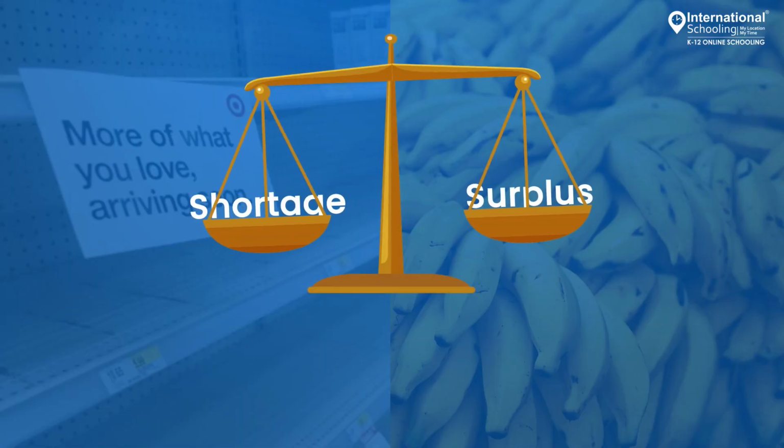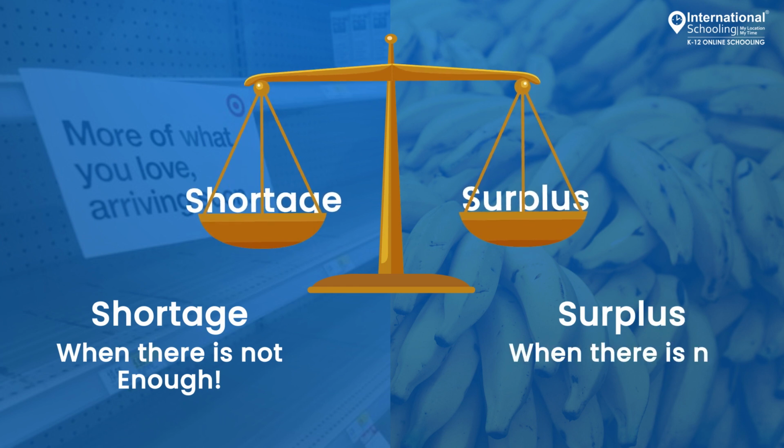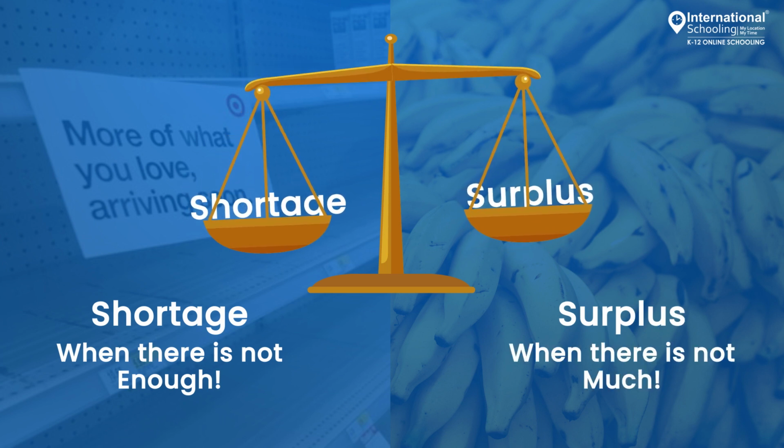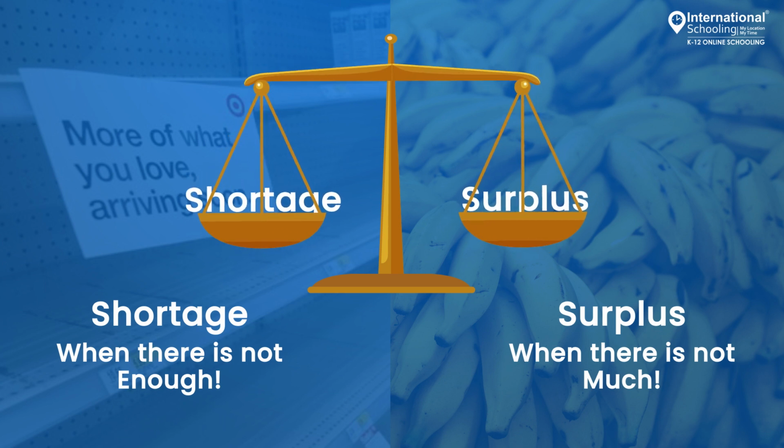Another way of putting it: a shortage is when there's not enough. A surplus is when there is too much. So stores and people who sell goods and services want to make sure that they're right in the middle. They don't want to have a shortage, but they don't want to have a surplus either. They want to be right down the middle, because with a shortage there's not enough, and with a surplus there's too much.